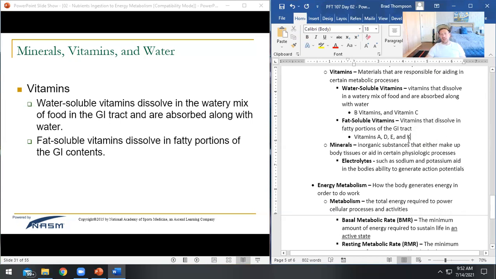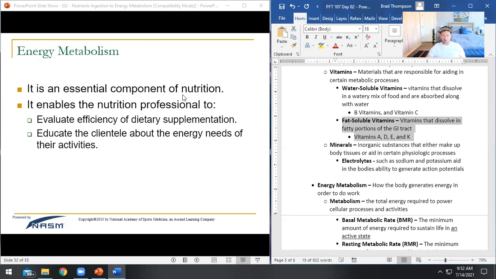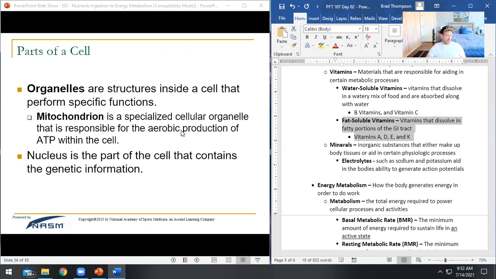Then you get your fat soluble vitamins. These are actually going to dissolve in fats and they are carried by fats. So vitamins A, D, E, and K, a lot of these are acting as antioxidants. They have really positive effects on the body. And then they do interact with our metabolism as well. So, all very, very important stuff there.